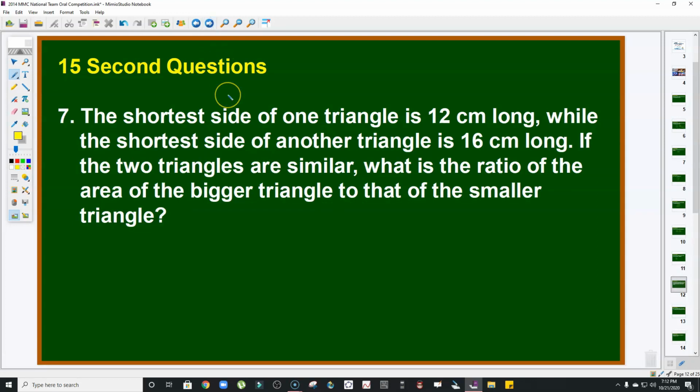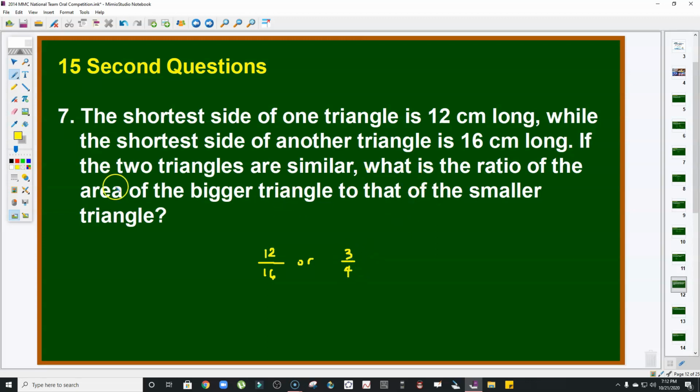See that? Next, problem number 7. The shortest side of one triangle is 12 centimeters long, while the shortest side of another triangle is 16 centimeters long. If the two triangles are similar, what is the ratio of the area of the bigger triangle to that of the smaller triangle? The ratio of the two shortest sides of the triangles is 12 over 16, which is equivalent to 3 over 4. So the ratio is 3:4.